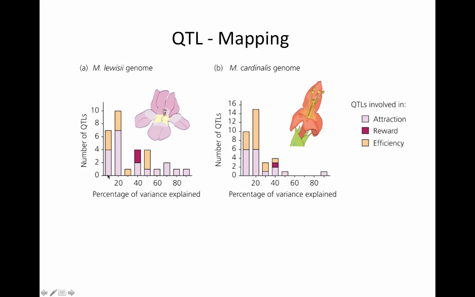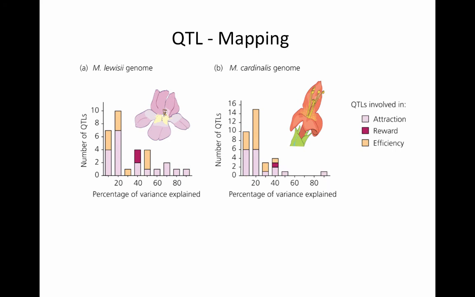So in answer to the question of whether we see many QTLs of small effect, that would be these ones over here, or a small number of QTLs with large effect, we see that the answer in this case is both. We've got a whole bunch of QTLs with small effect, and then in both cases, just a very small number of QTLs with large effect. So we need some more information to really be able to answer this question.